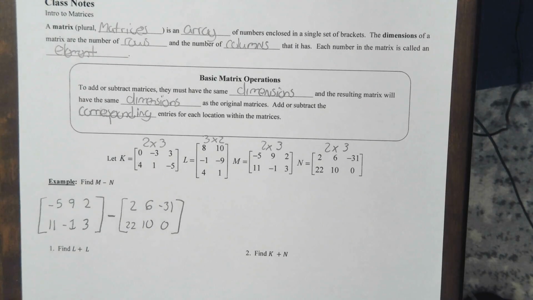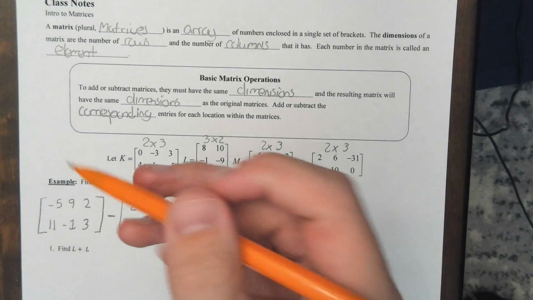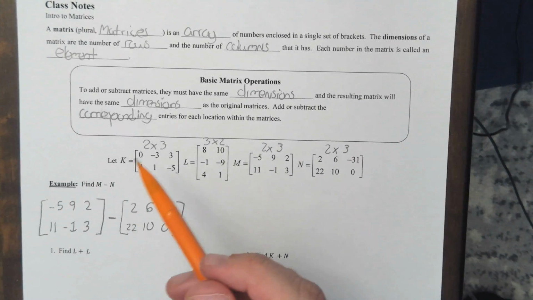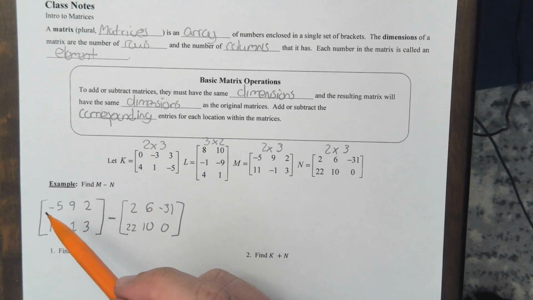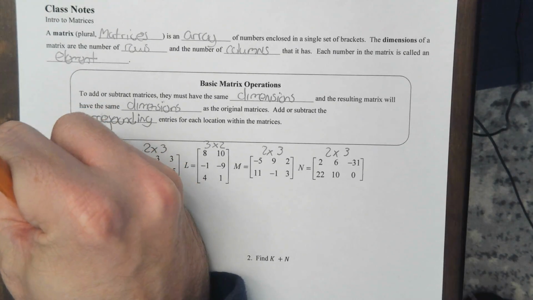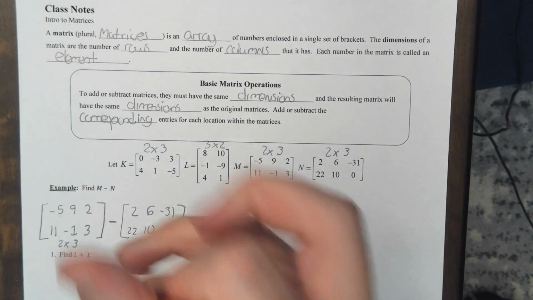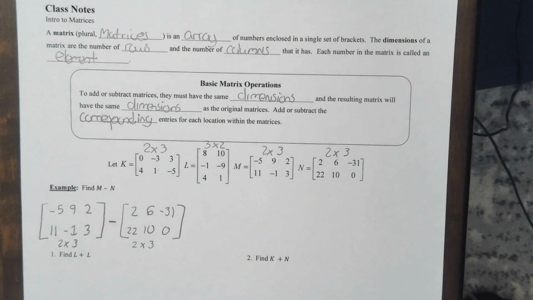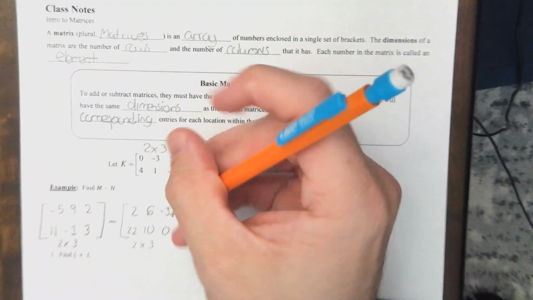Okay, so before I can even perform addition or subtraction, which in this case is subtraction because we see this minus sign here, they have to have the same dimensions. Well, this right here is a 2 by 3, 2 rows, 3 columns. This here is also 2 by 3. So therefore, I can perform matrix subtraction here.